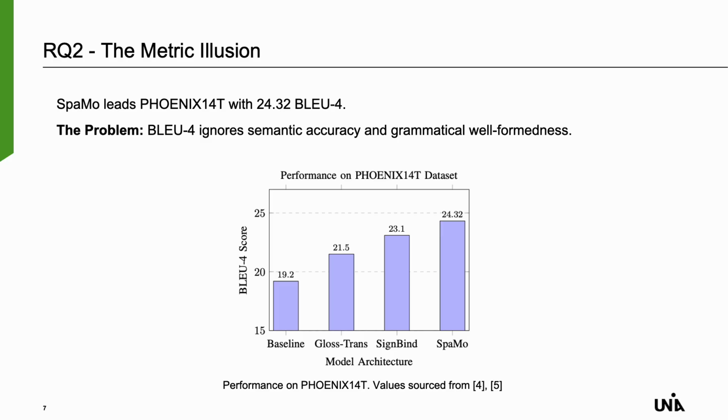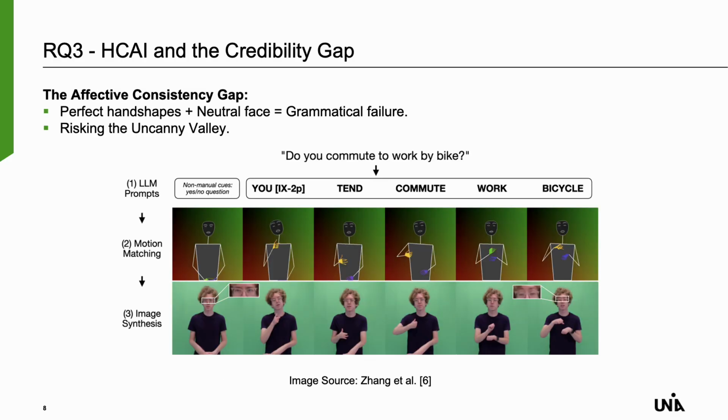for a deaf user. This exact problem leads into my third research question, which evaluates these systems through the lens of human-centered AI. The most glaring issue I found in current models is the affective consistency gap. In sign language, facial expressions are not just for showing emotion, they are a mandatory part of the grammar.